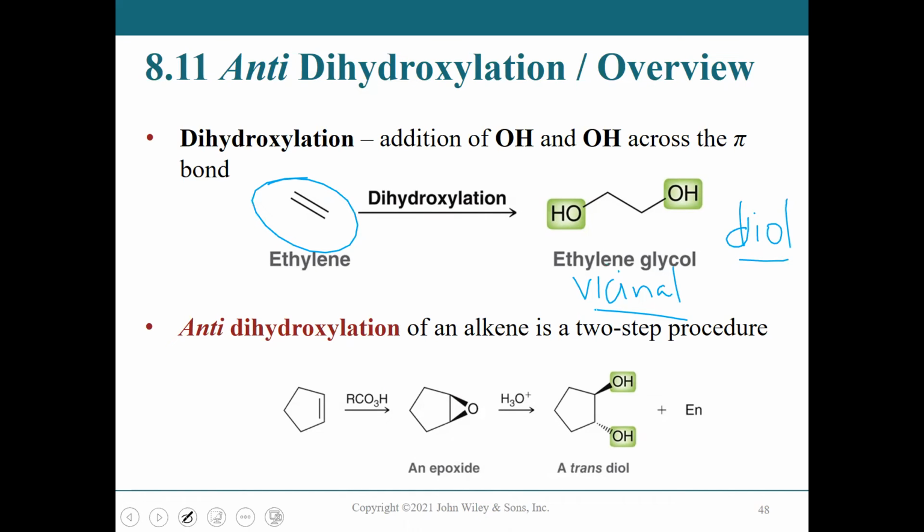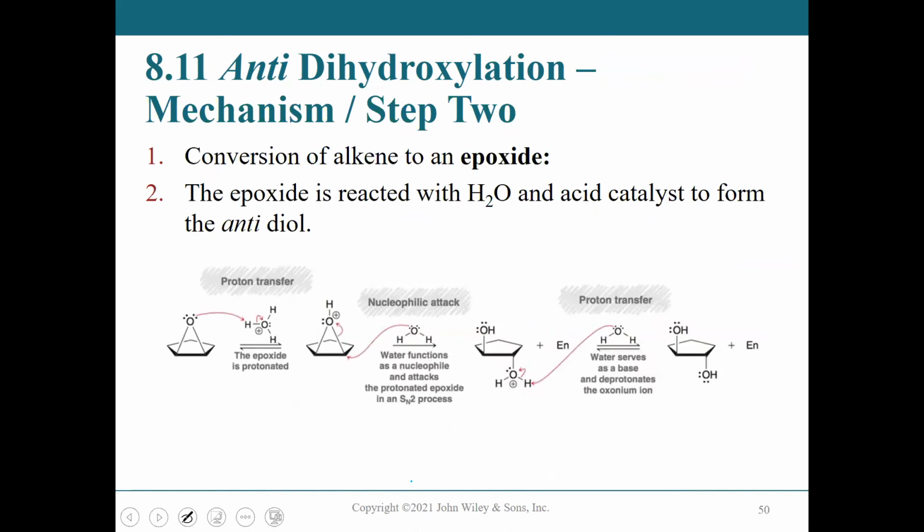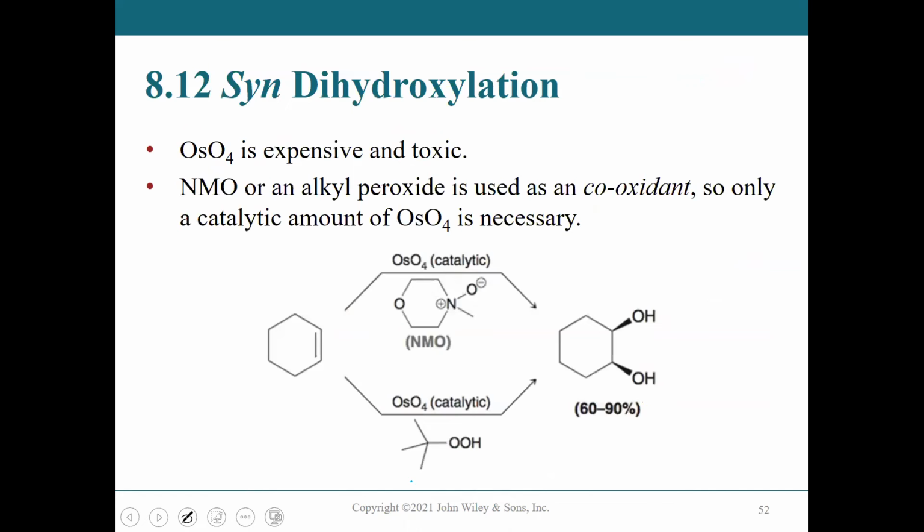Now, these vicinal diols can be made in two ways: anti or trans, and syn, producing the cis product. Okay? We don't need to know the mechanism. We'll form an epoxide that's an intermediate for the anti dihydroxylation. For the syn dihydroxylation, we don't need to know the mechanism either, but the book goes over it. And for the other one, it is osmium tetroxide. It's expensive and toxic, right? But we use it for the cis dihydroxylation.